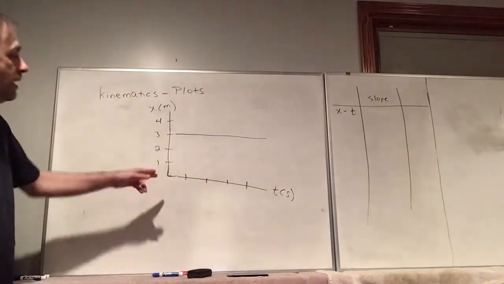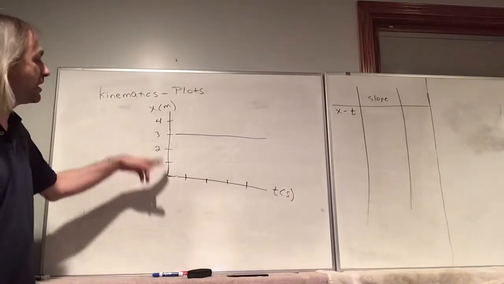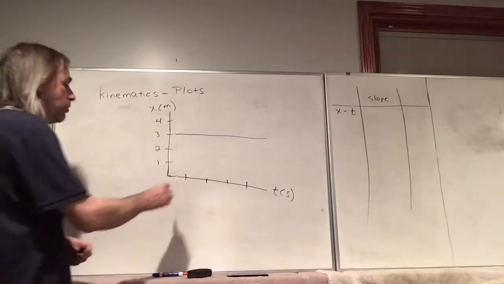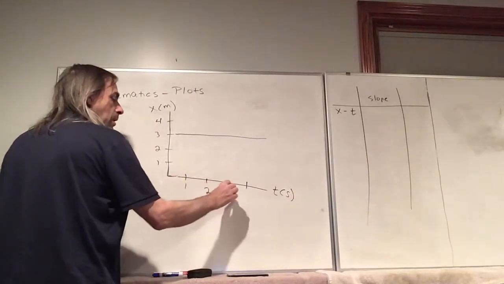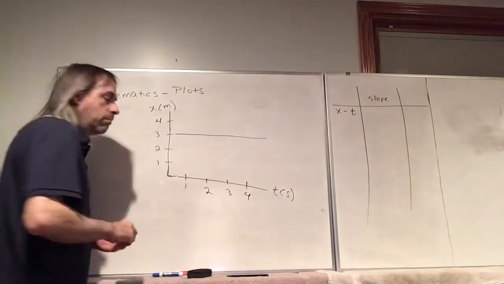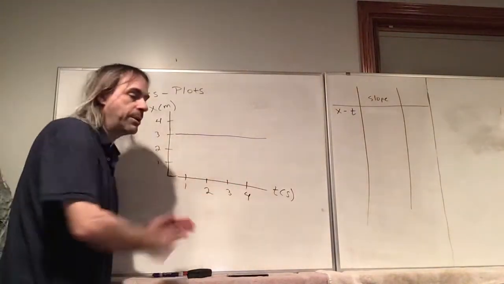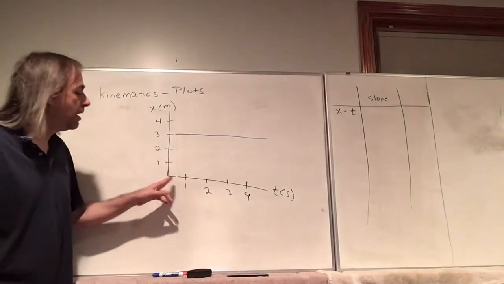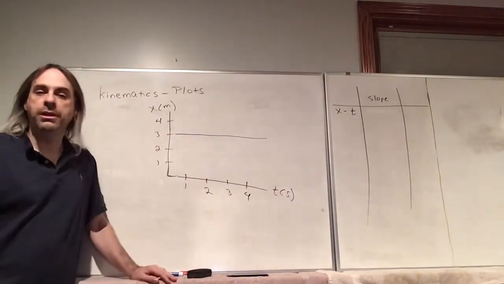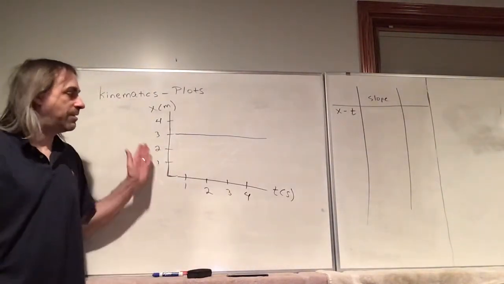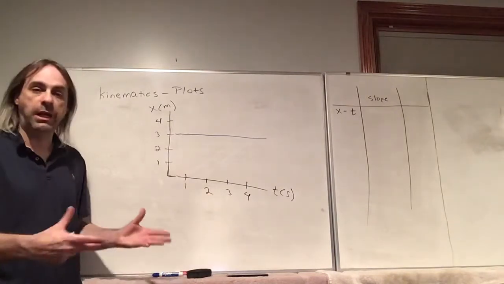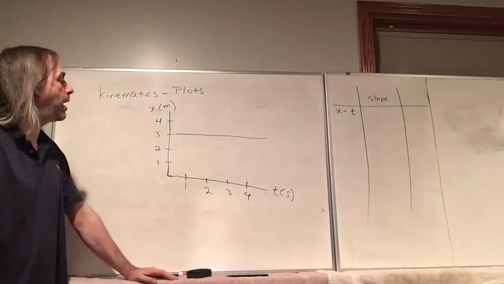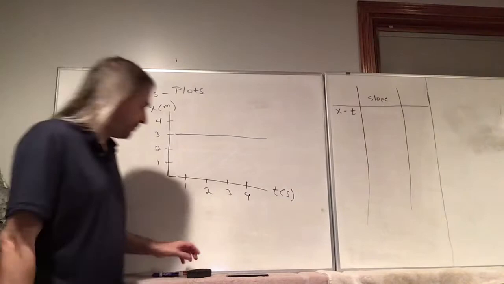Like if you look at t equals 0, where is this object? It's at x equals 3 meters. So it's 3 meters from something we're just calling the origin. And if you look, say, a second later, where is it? Well, it's still at 3 meters. So basically, this thing is not moving. It's just sitting there doing nothing. Okay, so kind of a boring example.